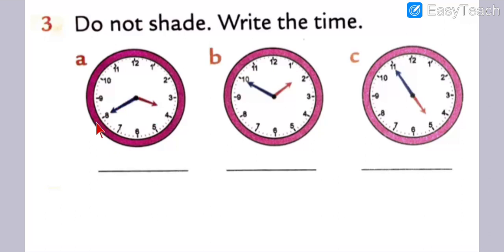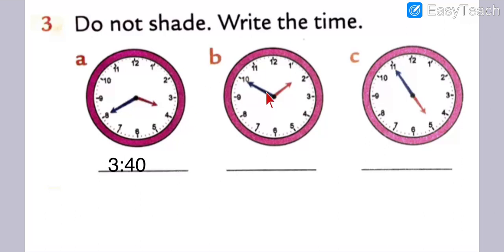The minute hand is on 8. Got my points, my dear students? The minute hand is on 8. So that's why, my dear students, what does 8 show? 8 shows 40. So what should we mention here? The time is 3:40. Got my points, my dear students? Understood what I am telling you here? 3:40. Okay, then after, my dear students, we move on to question number B.